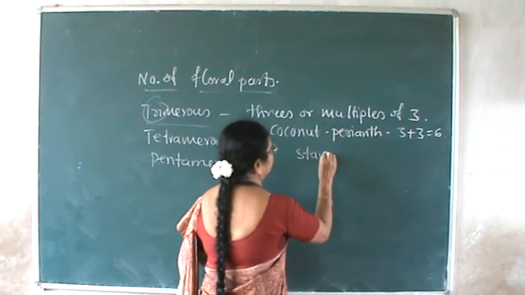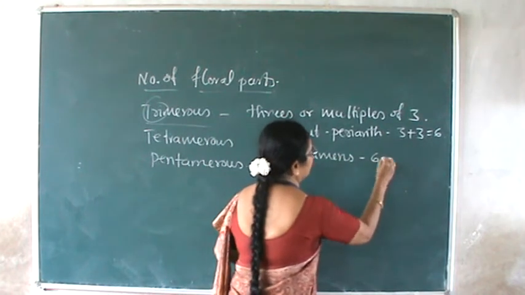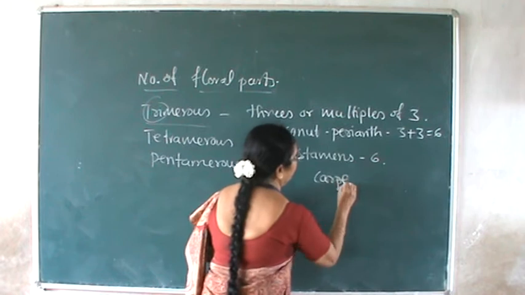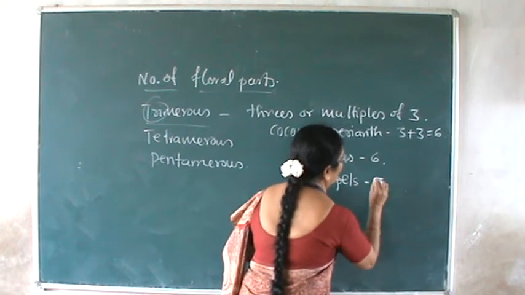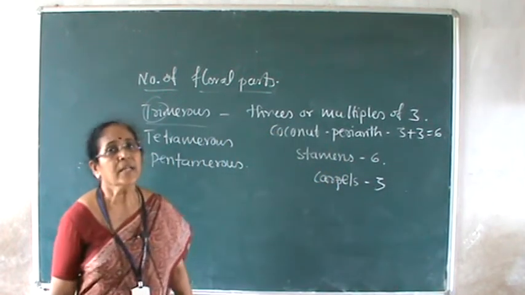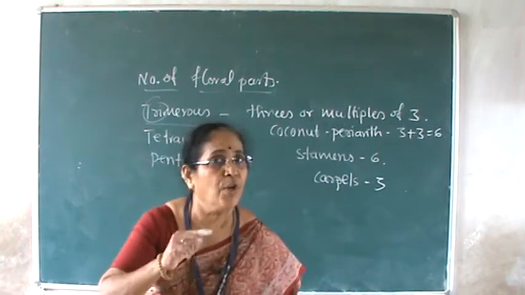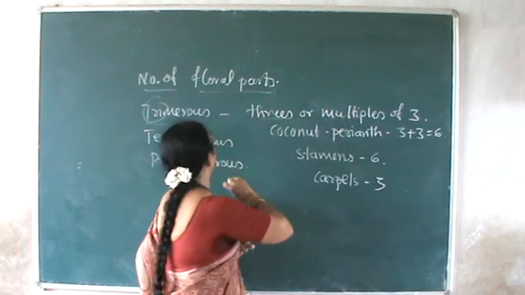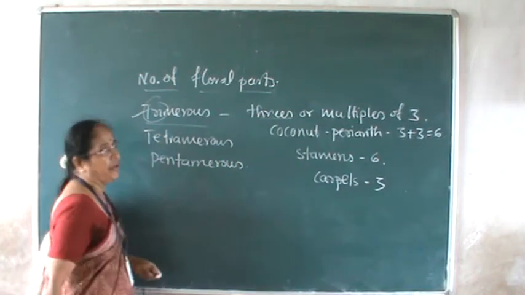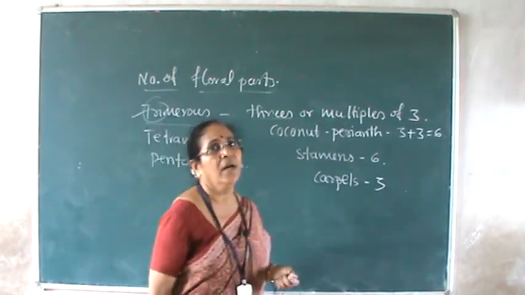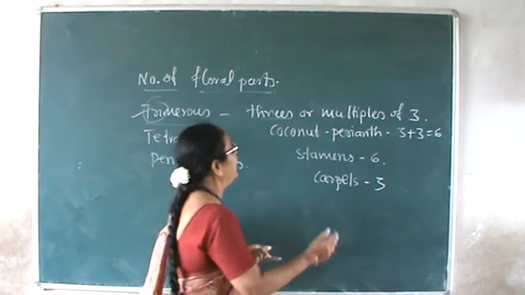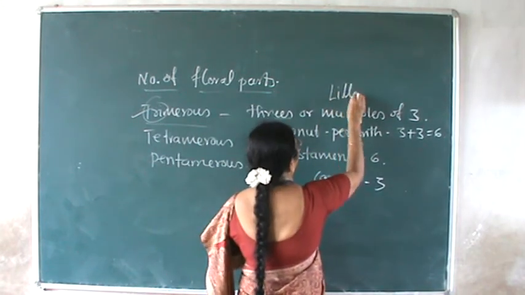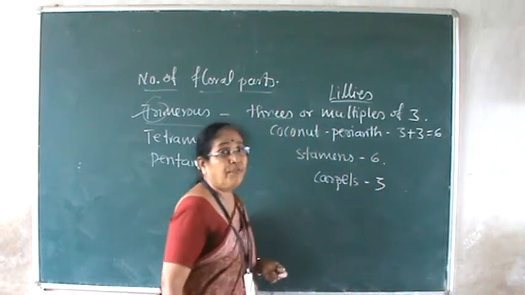Stamens, 6. Carpels, 3. So what happens? The condition is the floral parts, if they are found in 3s or multiples of 3s, 3, 6, 9, 12 and so on, that is, the flower must be called as trimerous. You can write the examples of coconut, arecanut, lilies. All lilies are examples for the trimerous condition of the flower.